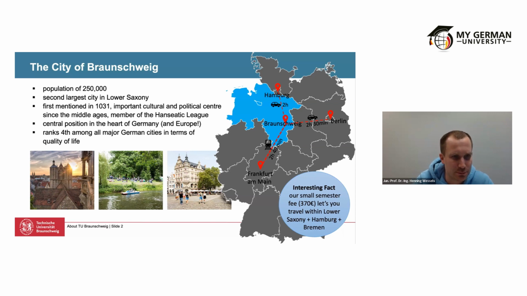We have a central position in the heart of Germany, and since Germany is in the center of Europe, also in Europe. And Braunschweig is ranked fourth among all major German cities in terms of quality of life. So we have quite affordable rents and a nice area around. So there's something to explore for you. An interesting fact is also that our small semester fee, which is only about 370 euro, lets you travel within Lower Saxony, Hamburg, and Bremen. So you will be quite flexible to commute and explore the area.